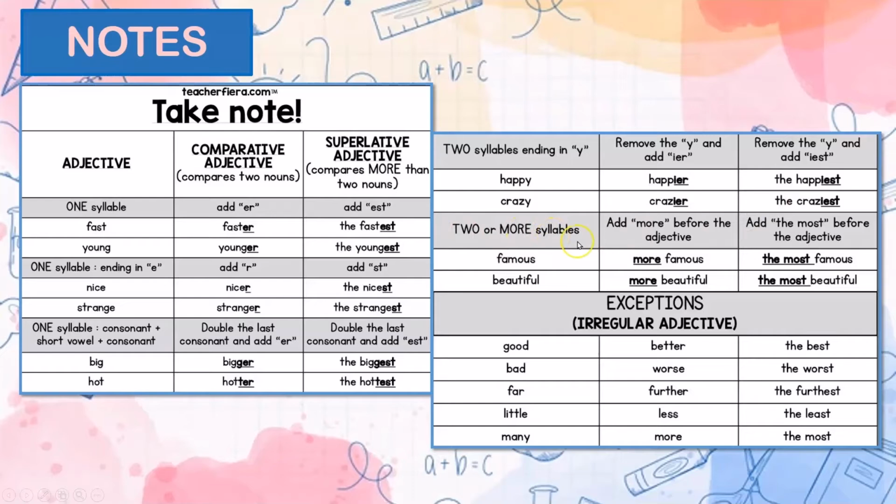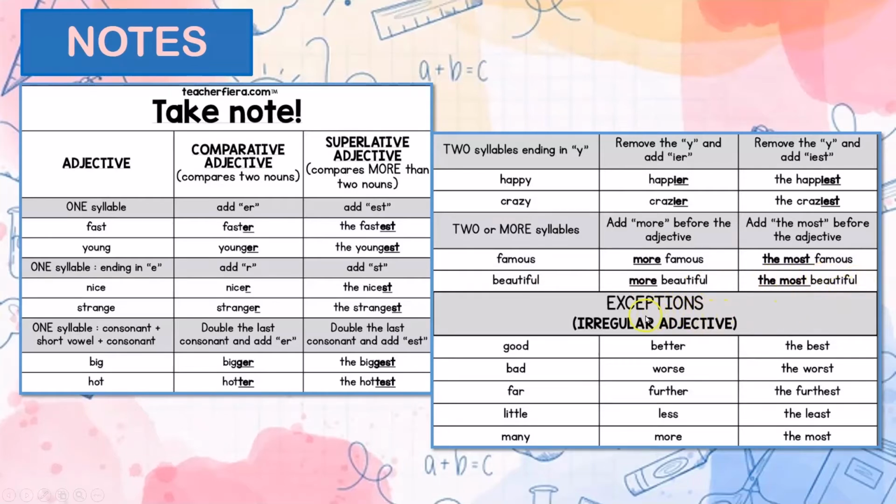For two or more syllables adjective, we will add more before the adjective. And we will add the most before the adjective in superlative. For example, famous. It has two or more syllables. So, we will add more. More famous for comparative adjective. And we will add the most in superlative adjective. It will become the most famous. The word beautiful will be more beautiful in comparative adjective and the most beautiful in superlative adjective.